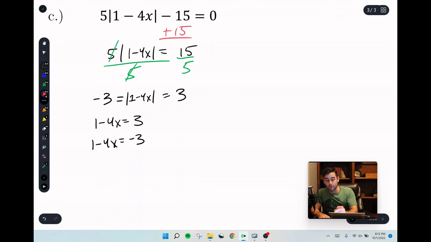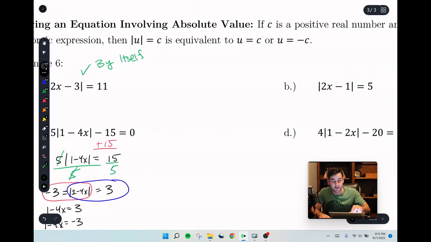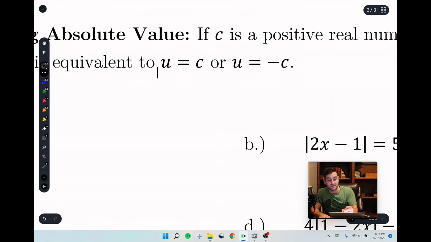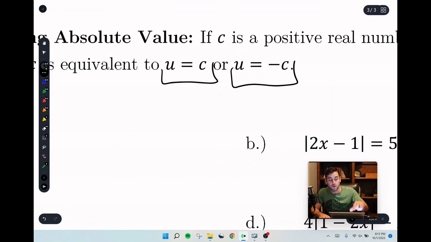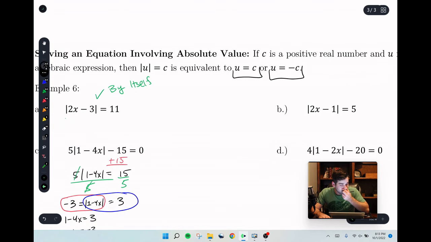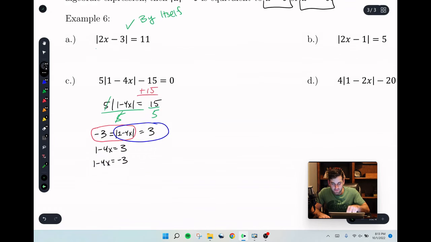It's 2 different problems. I really want to stress that. It's not that we're making it one problem. It's that we're creating 2 problems, one with a positive, one with a negative. If you look up here, that's kind of what they did. They said when you get the absolute value by itself, one has a positive, one has a negative. Cool? Okay, so let's see what happens.